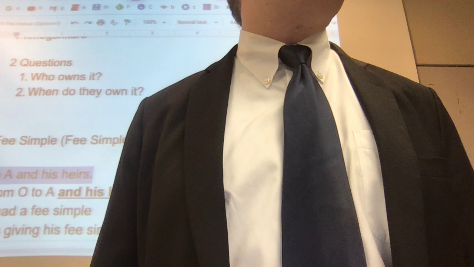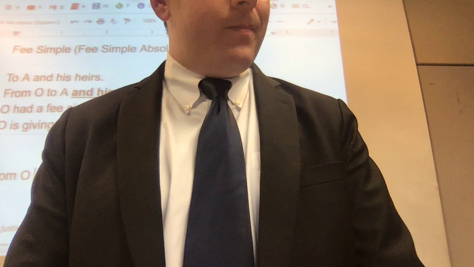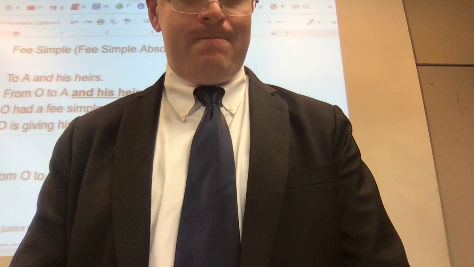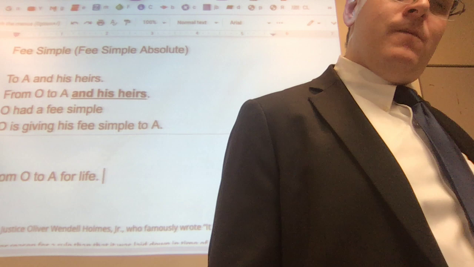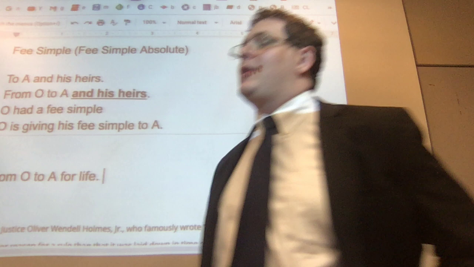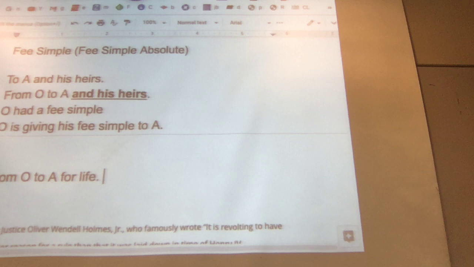Let's try a different one. Try this. From O to A for life. Okay, so Doug, let's walk through this one at a time. From O to A for life. At the outset, right before the transaction was commenced, describe the interests of Blackacre.